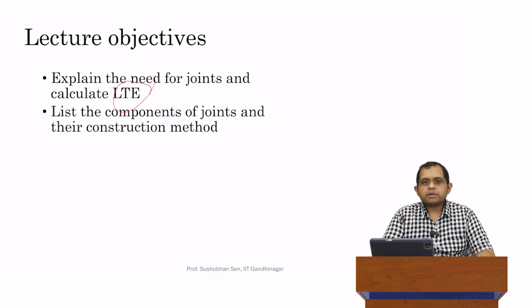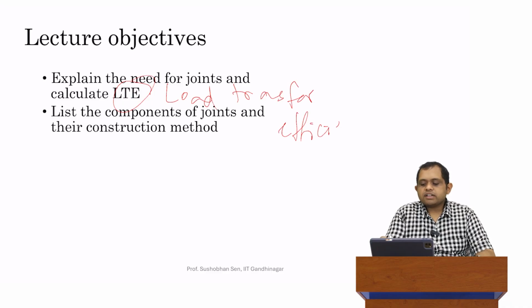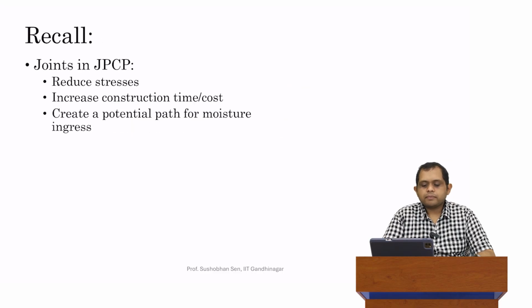Okay, so in today's lecture, I will point out what is the need for joints, and I'll particularly define and calculate a particular term which is called LTE, load transfer efficiency. So let me write that down. So this is load transfer efficiency. And we will see that it is a pretty basic way to characterize joints. It's somewhat empirical, but it is very useful for joint characterization. And finally, we will list the components of joints and talk a little bit about their construction methods.